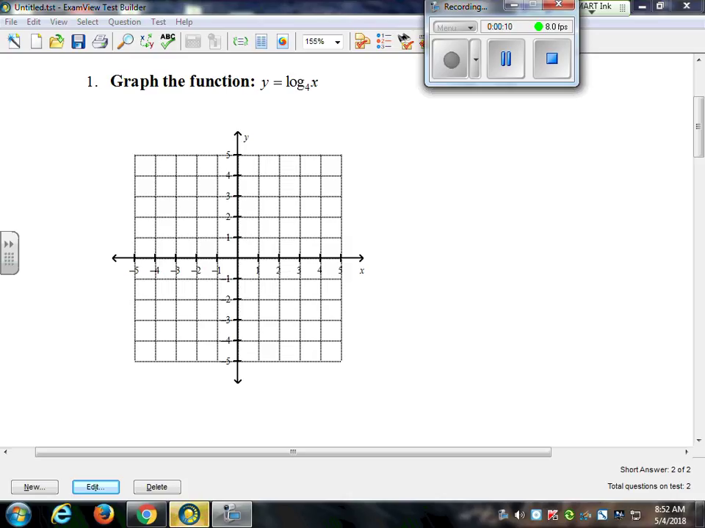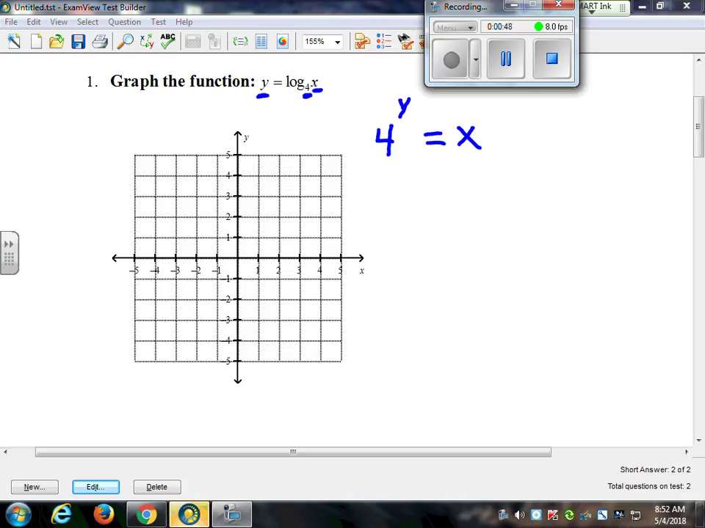So if we take a look at our equation, it is y equals log base 4 of x. The first thing we have to do with log functions is rewrite them in exponential form. The way we do that is we take the base of the log, which in this equation is 4, and that becomes the base for our new equation. The answer of the equation, which in this one is y, becomes the exponent for the base. So we get 4 to the y equals x, what the log is of. And there's our new equation.